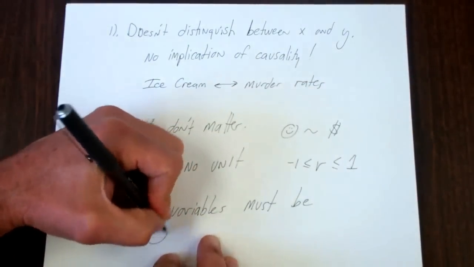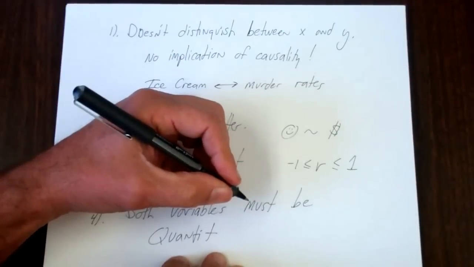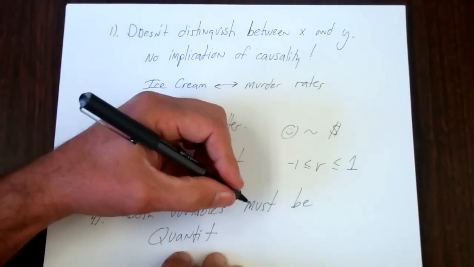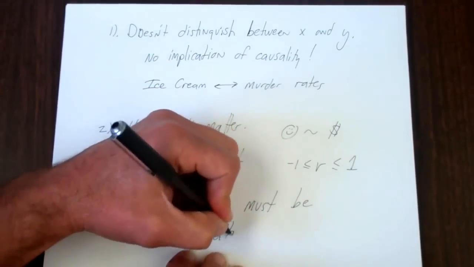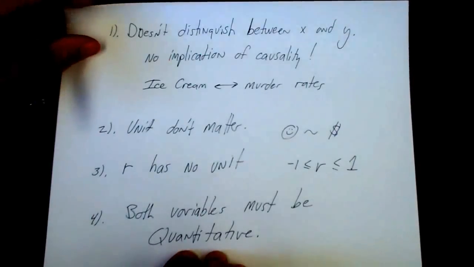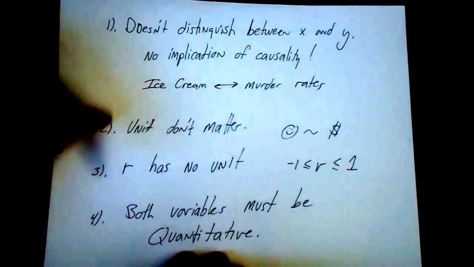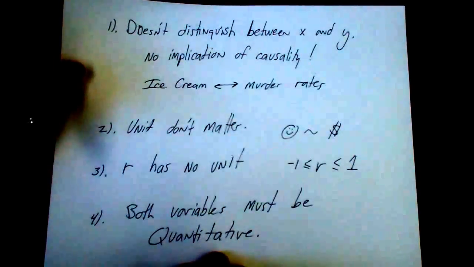Now, in the cases when they're not both quantitative, there are similar statistics, but R itself cannot be used. So it doesn't distinguish between input and output, X and Y. Units don't matter. R has no unit itself, and both variables must be quantitative.